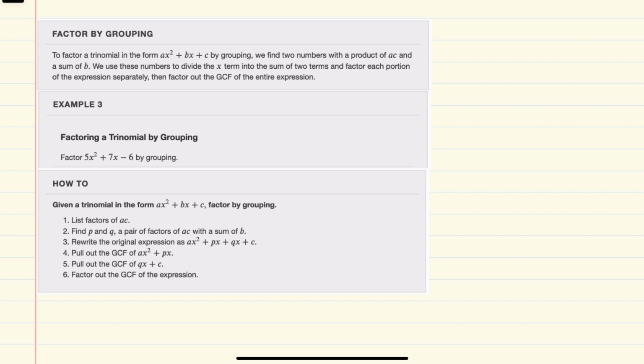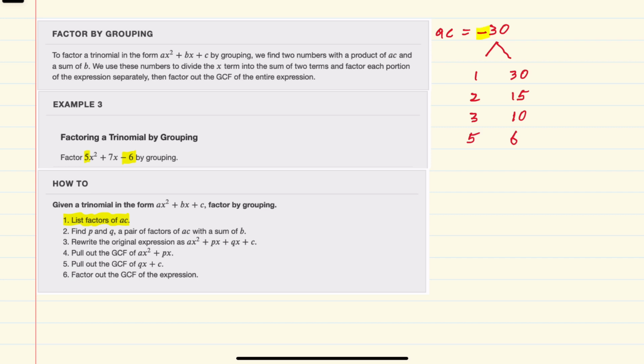And step 1 in the how-to says to list the factors of a times c. Here our a coefficient is 5 and our c coefficient is negative 6. A times c will be 5 times negative 6, or negative 30. In the first step, we're listing the factors. So negative 30 could be either 1 and 30, 2 and 15, 3 and 10, or 5 and 6.